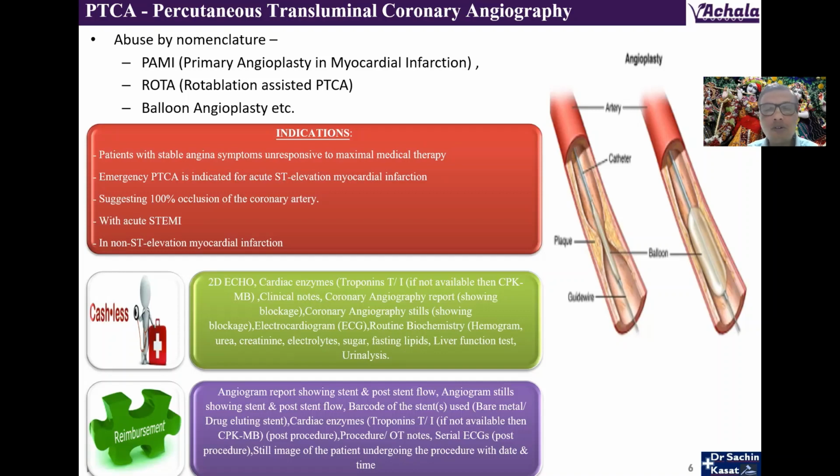Rotablation assisted PTCA, ROTA. Now what ROTA is basically doing, it's an additional machine. So it's rotating and removing this plaque. Yes, it requires additional expenditure. That machine is costly. But what are the indications? Was our patient having those indications to go for ROTA or not? Or just because he is an affording patient, ROTA was allowed?